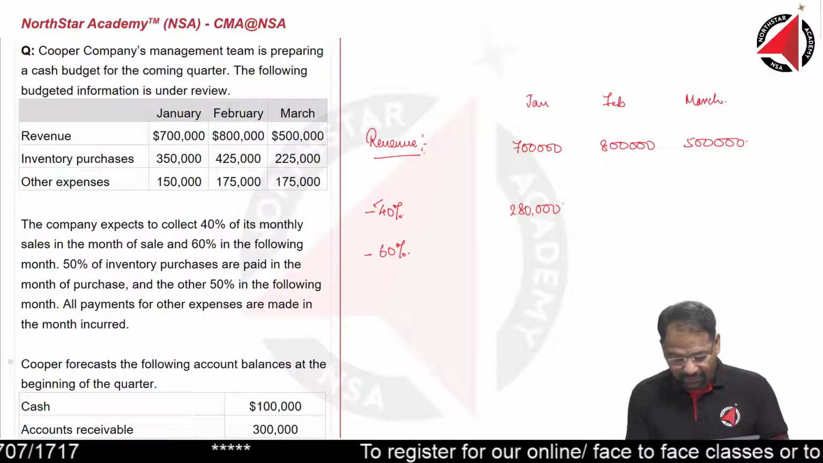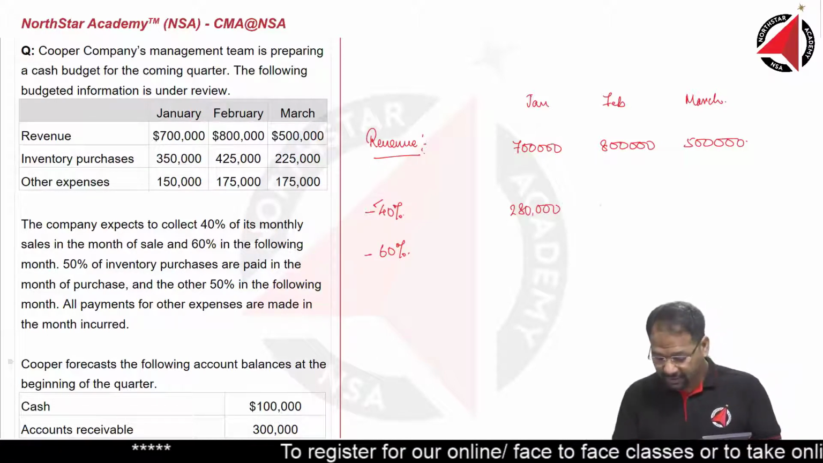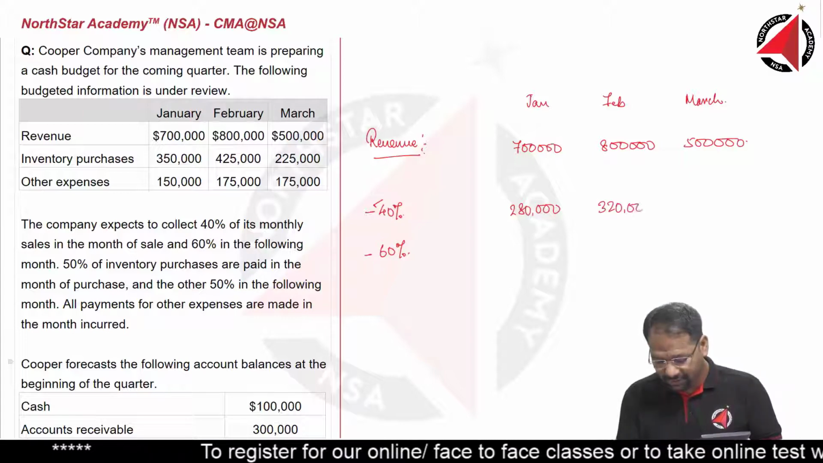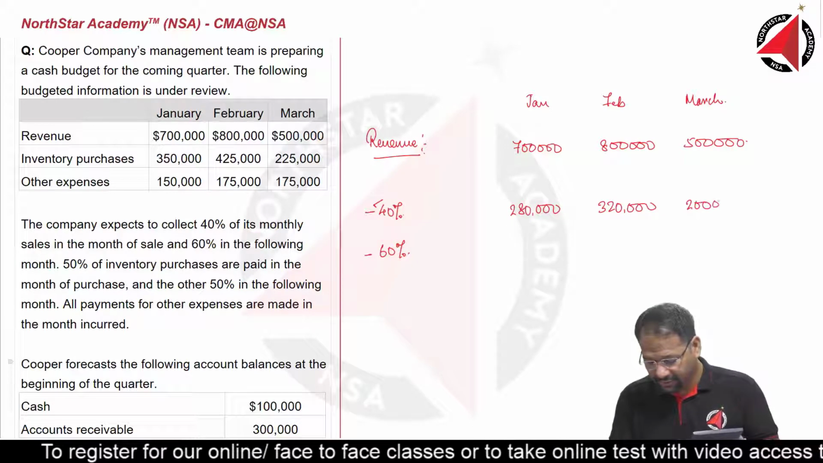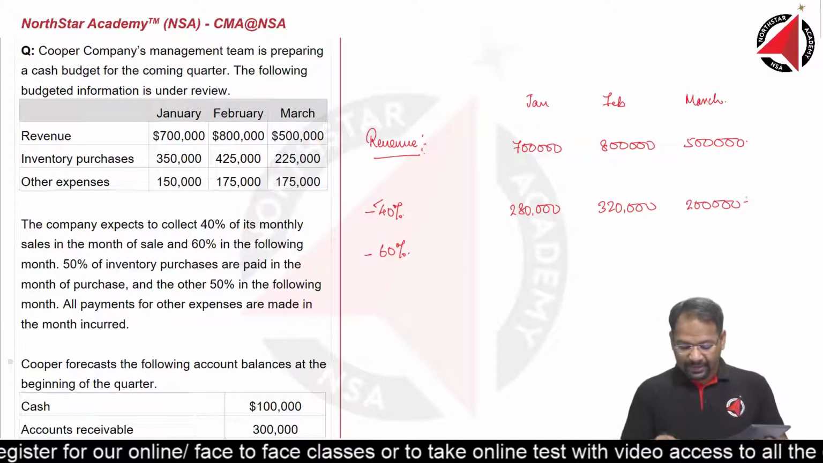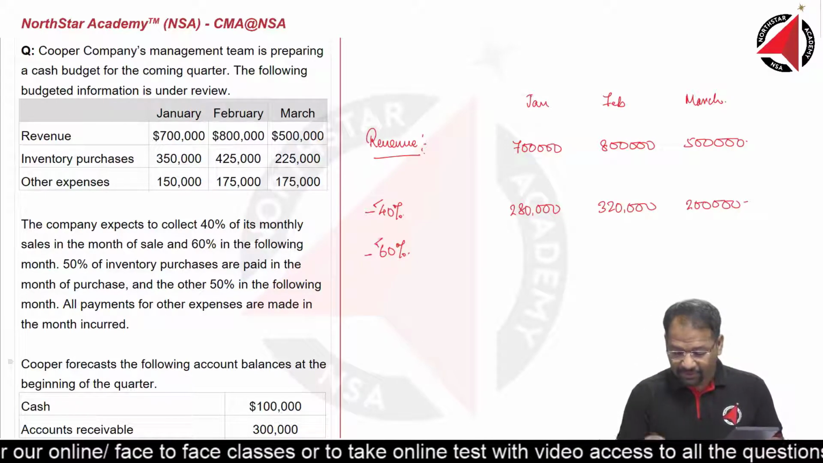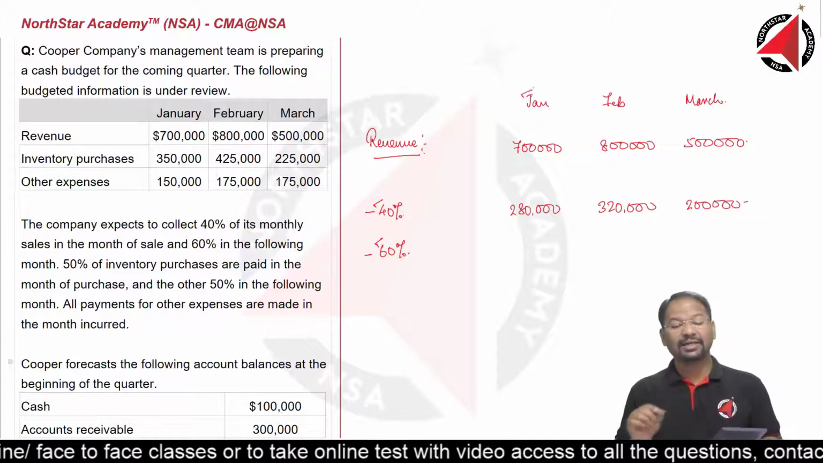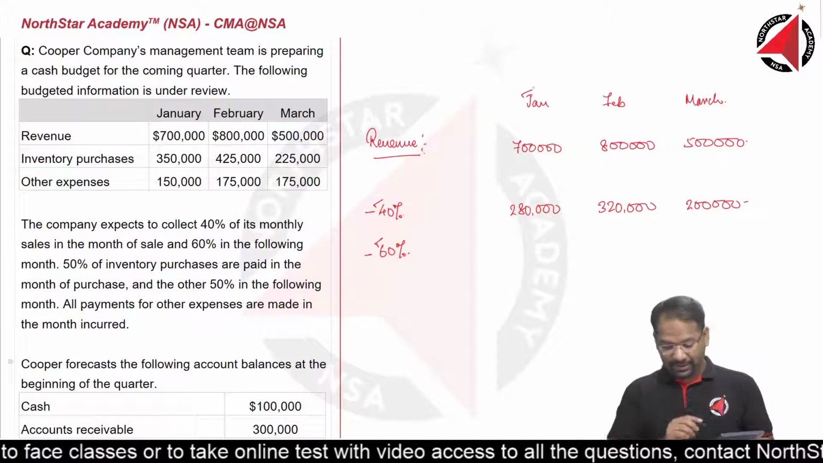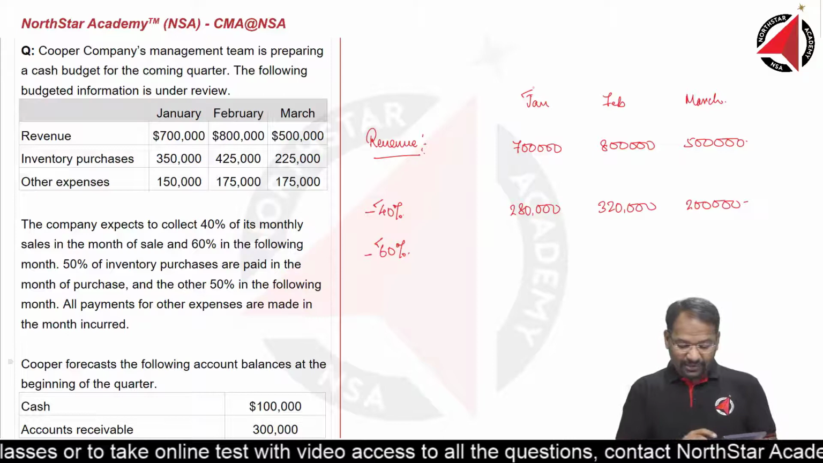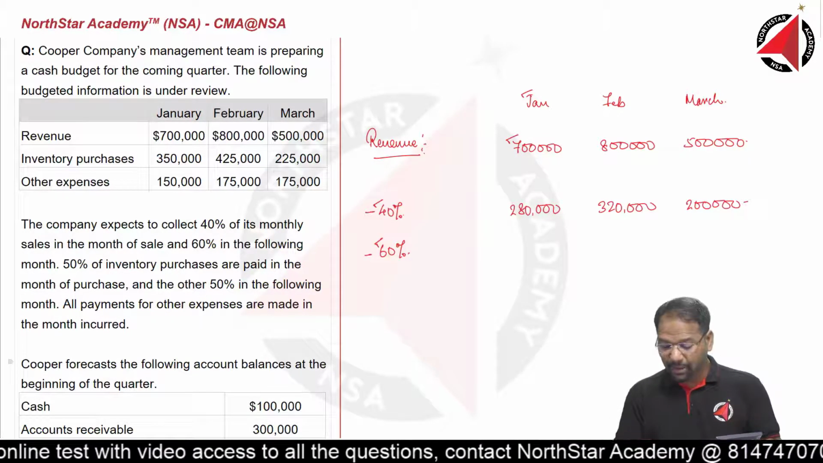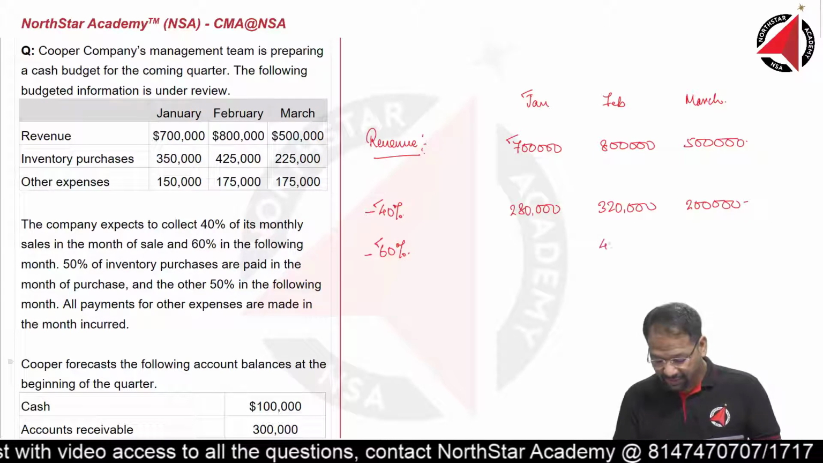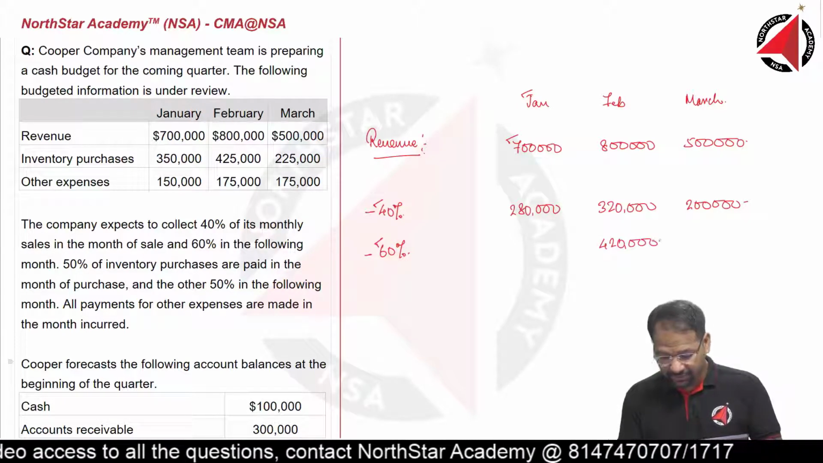So in calculator, 40% or 0.4 into 700,000 we get $280,000. Second, 800,000, $320,000, 500,000 we get 200,000. This balance 60% from the January sales will be collected in the month of February. So 0.6 into 700,000, but the amount will be coming in the month of February, 420,000.